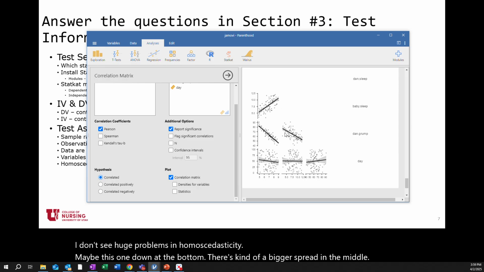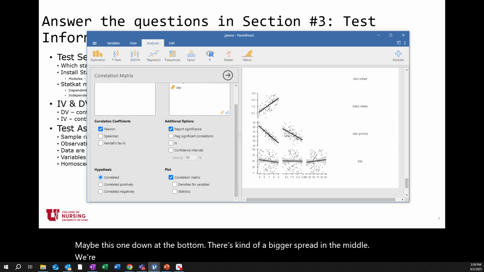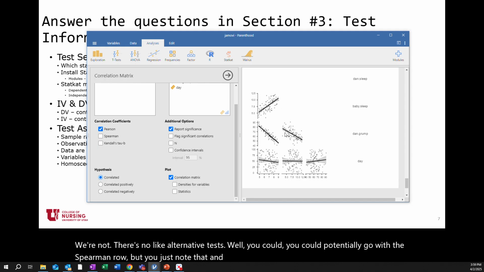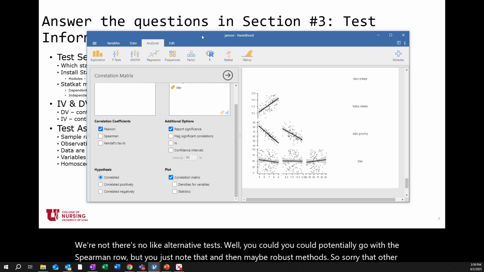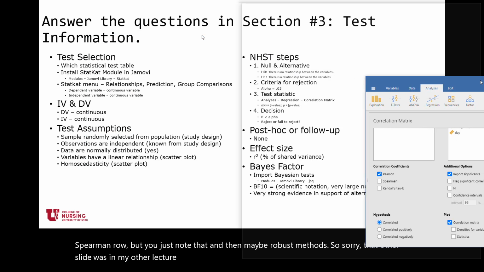But there's no like alternative tests. Well, you could potentially go with the Spearman rho. But you just note that, and then maybe robust methods. So sorry, that other slide was in my other lecture, and I had forgotten about that.